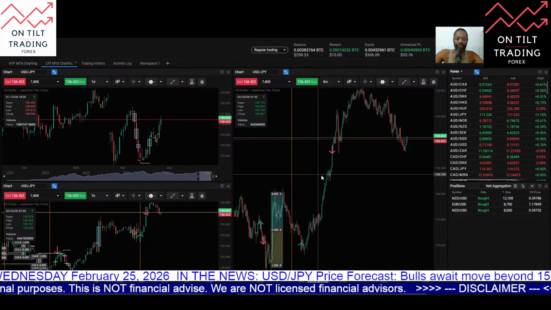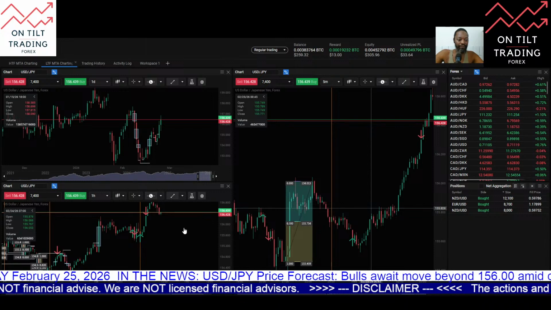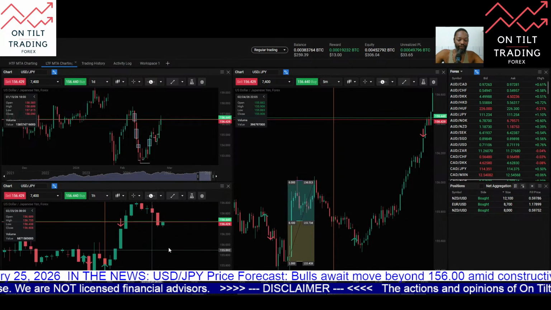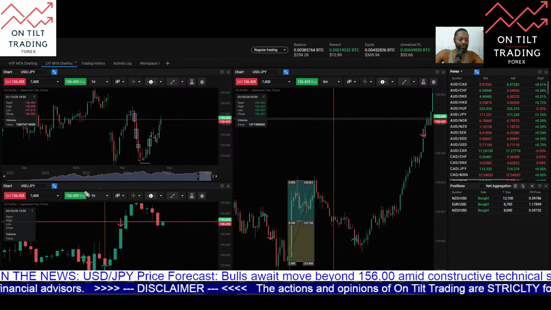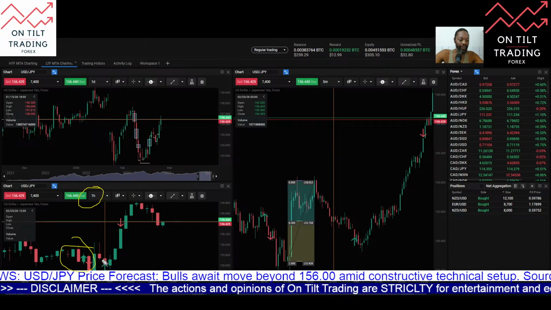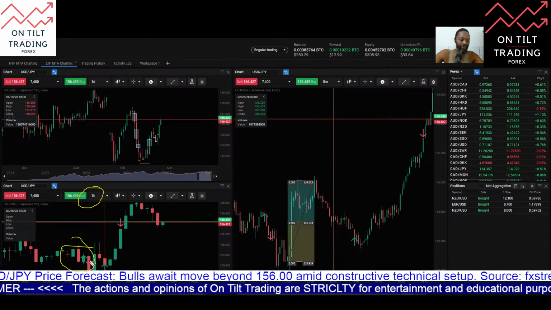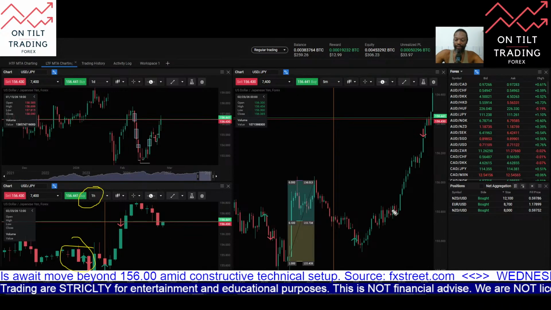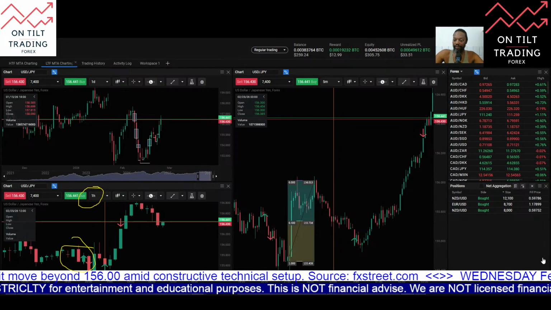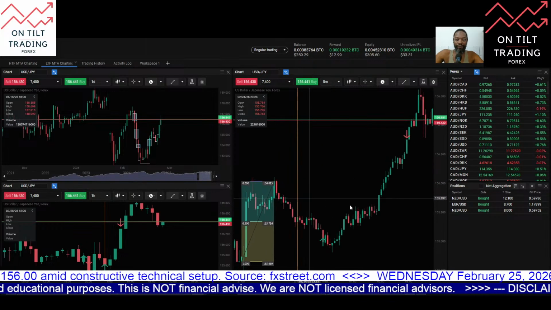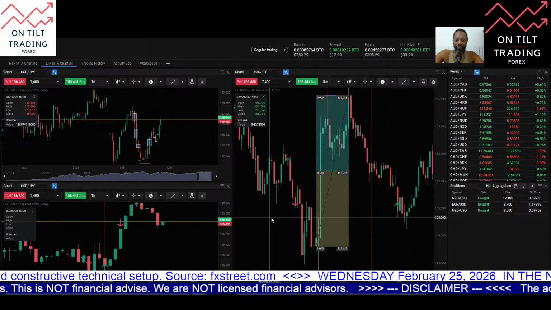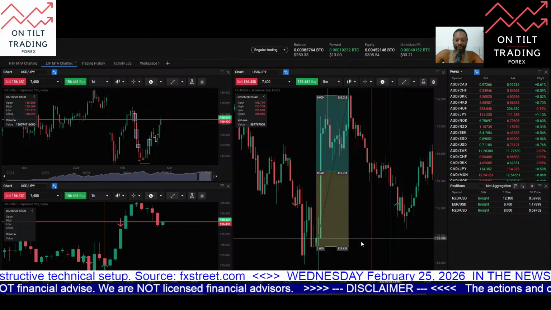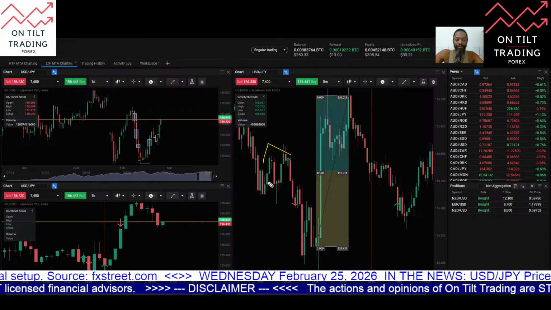Then coming over to the 5-minute chart. Actually, let's start with the 1-minute. I was offsides here. I was buying in an area of premium and got caught offsides and stopped out here. But then here on the 5-minute, you can see this is the stop out that I mentioned here.